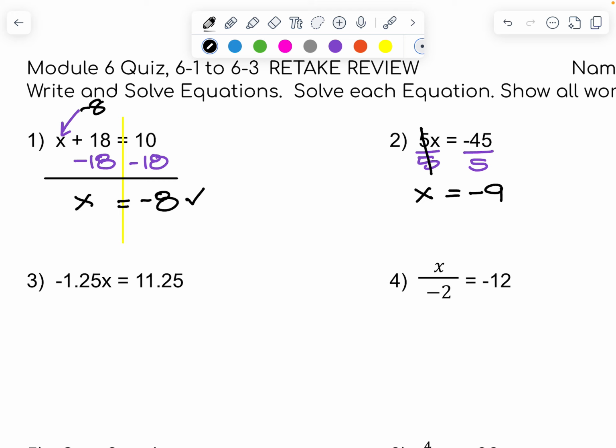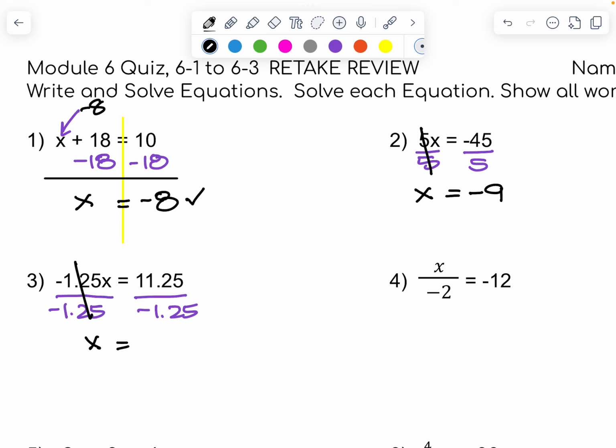All right, number 3. That negative 1.25, believe it or not, is multiplying by x. So the opposite of multiply is divide. We're going to divide by negative 1.25. Going to bring down my equal sign. That goes in there one time, so I have 1x. And 11.25 divided by 1.25.